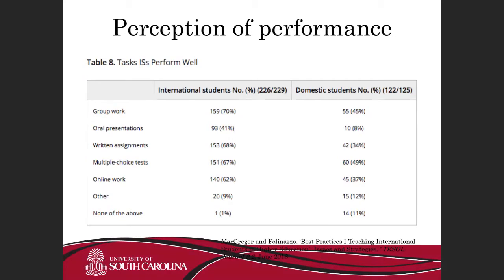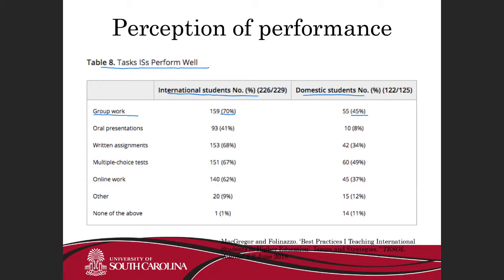So, which tasks do international students perform well? And international students responded to this question, and domestic students responded to this question. On the issue of group work, international students themselves said 70% of the time international students perform this task well. However, domestic students, only 45% felt that they performed well in this task.